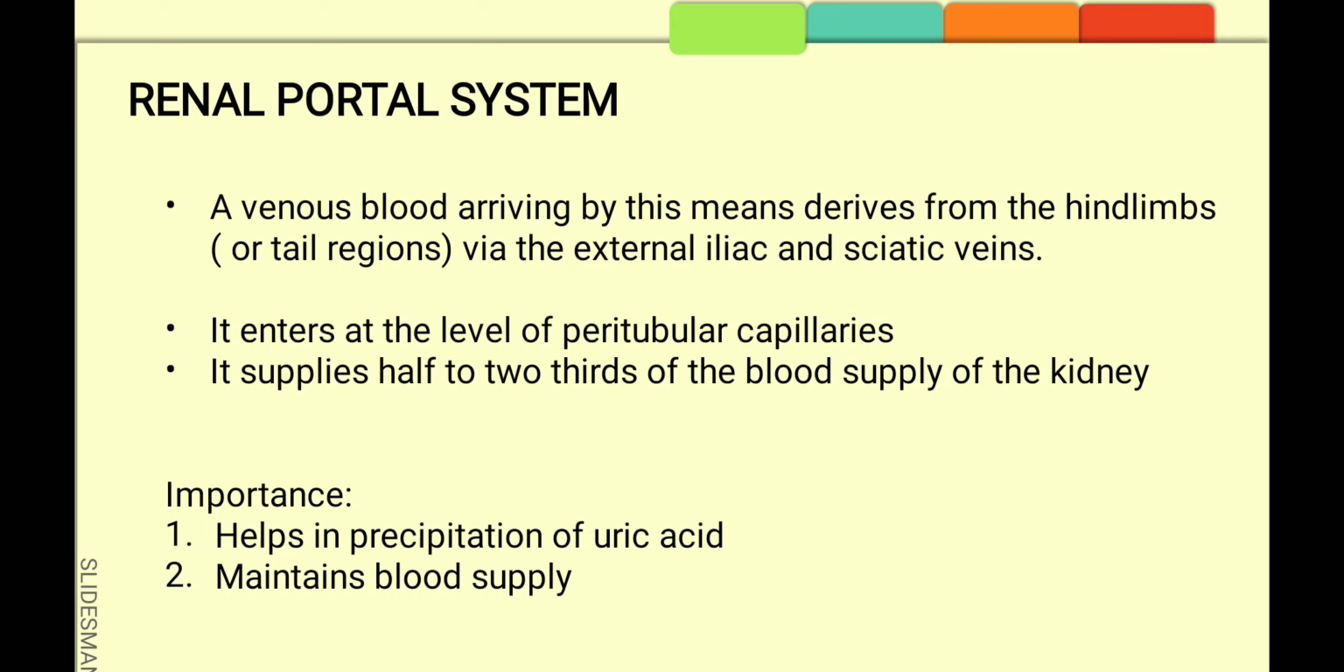So this is very important for birds. So it helps in the precipitation of uric acid, wherein the uric acid needs to be precipitated because of the increase in blood flow. So this will prevent the obligatory water loss. Secondly, it maintains blood supply. So if there is constriction of the efferent and afferent arteriole, this results in decreased blood supply. So this is regulated and maintained by the extra blood supply from the RPS.